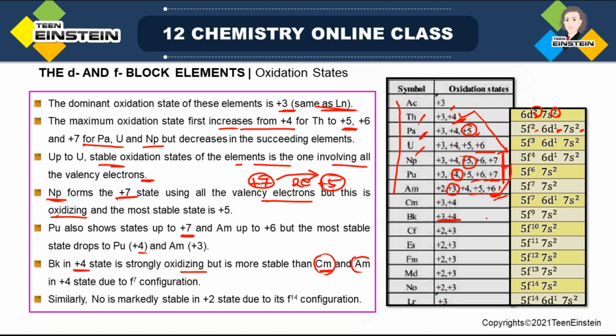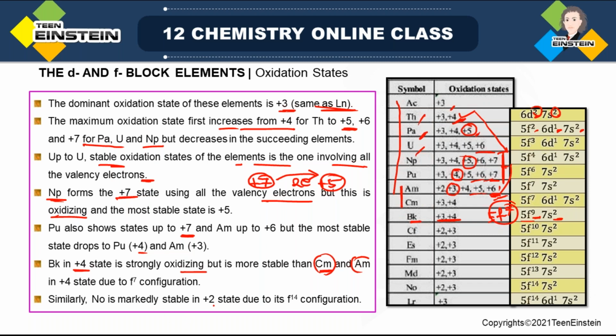Okay. Now see, for berkelium it is 5f9 7s2. So when it is +4 oxidation state, basically it is reaching 5f7, right? Which is a stable half-filled configuration. So that is why its +4 state, compared to the previous two elements, is more stable.